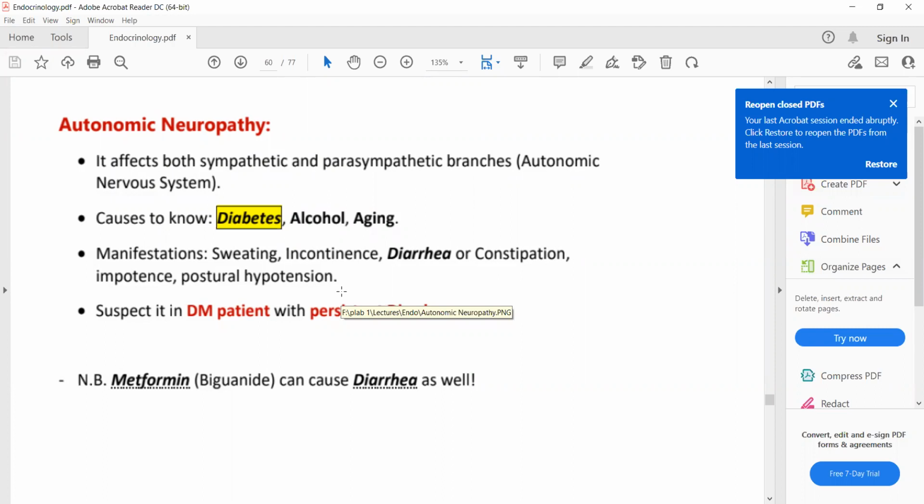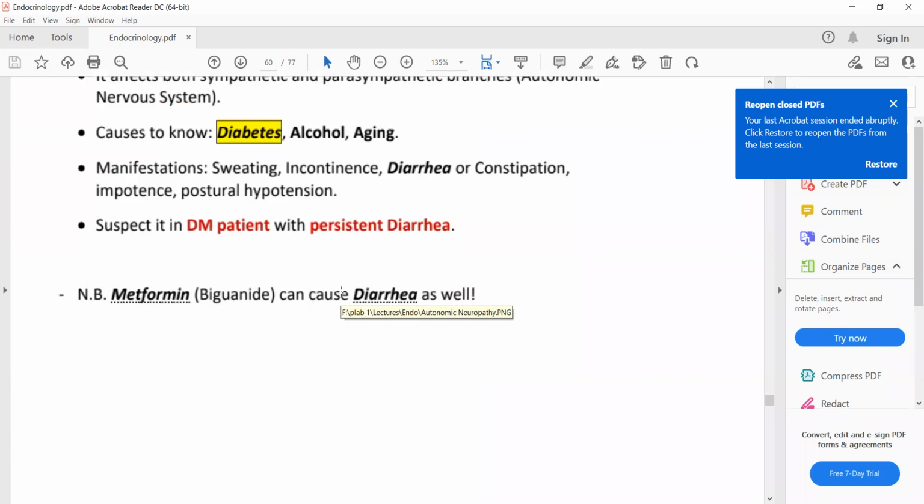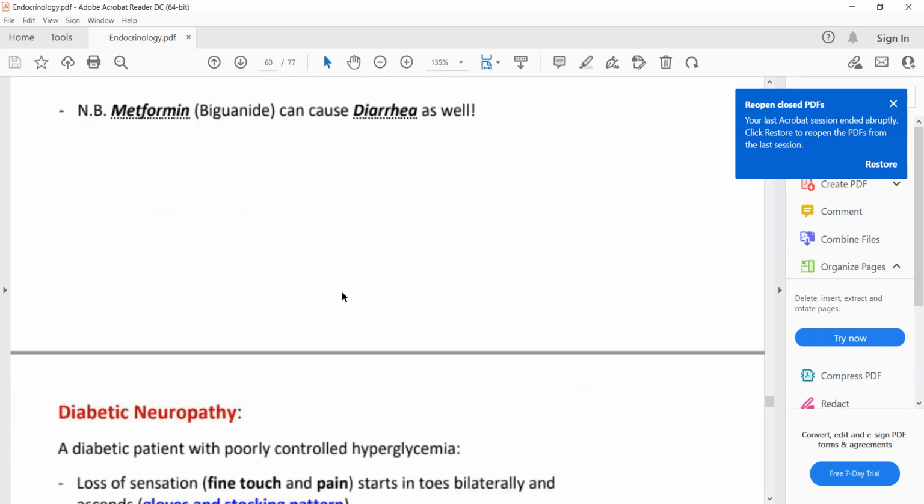In diabetic patients, two things can cause diarrhea. One is metformin, and the other is autonomic neuropathy. So if a patient with uncontrolled diabetes presents to you with persistent diarrhea, then you will suspect autonomic neuropathy. But if his blood sugar levels are controlled and he is on metformin, then metformin can be the cause of that diarrhea as well.